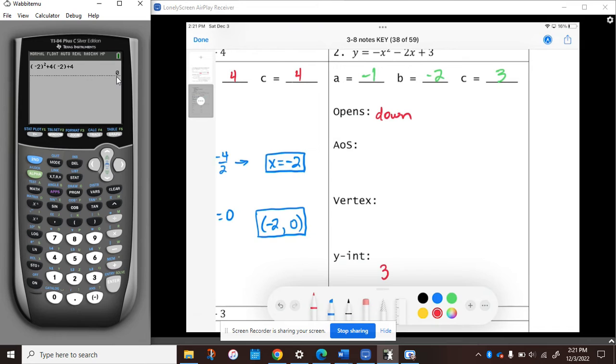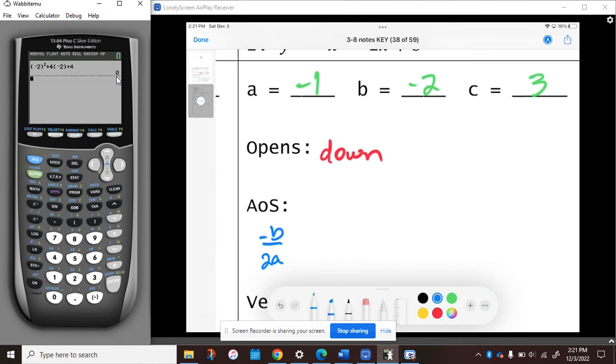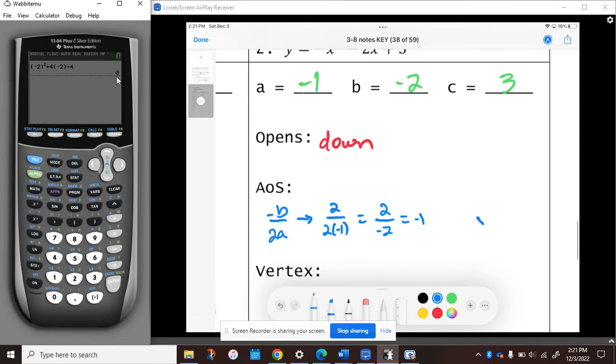Now, the axis of symmetry, we're always following that same formula, negative b over 2a. Well, negative b, look at b, it's already a negative number, right? So if we're taking the negative of -2, that's going to be positive 2 on top. And on bottom, we've got 2 times -1. So we just have to ask ourselves, what is 2 divided by -2? And the answer, of course, is -1. So that means our axis of symmetry is the vertical line x equals -1.